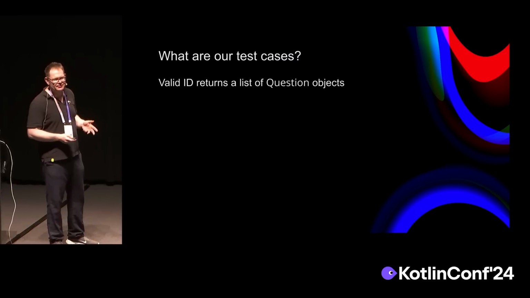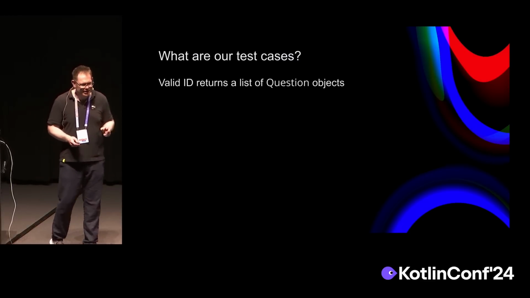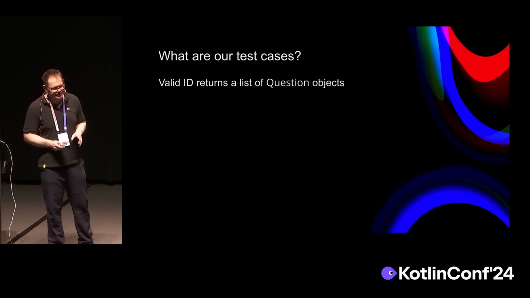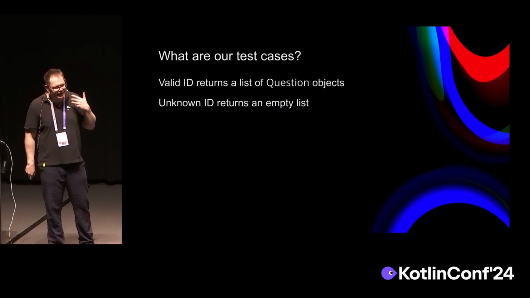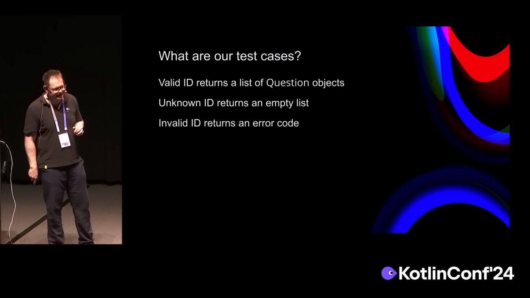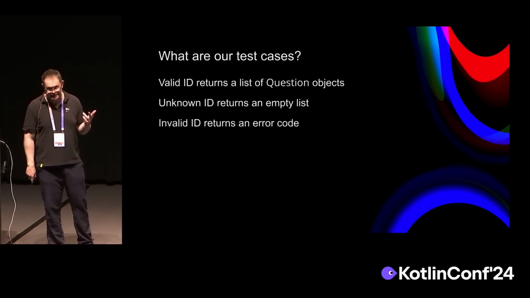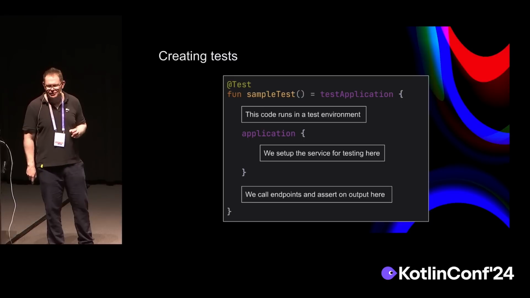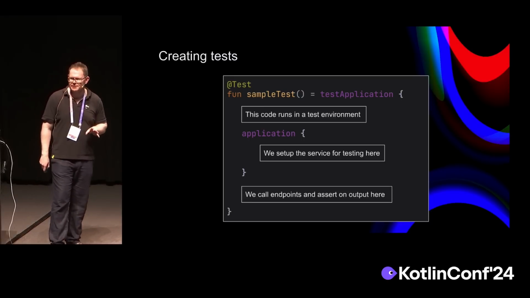So from what we've just seen, what are our test cases? Well, a valid ID should return a list of question objects. An unknown ID, whatever that is, should return an empty list. An invalid ID like Fred should return an error code. So these are the things we want to test for.